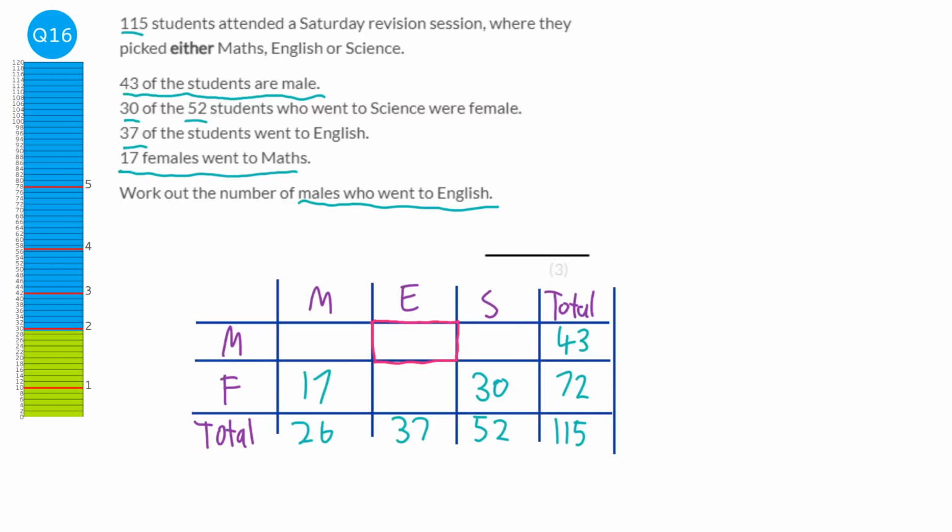So the total females 72, the females who went to maths 17, the females who went to science 30, so that leaves 25. And then you can see here we can work this out. So the total was 37 who went to English, 25 females, and so that means there will be 12 males.